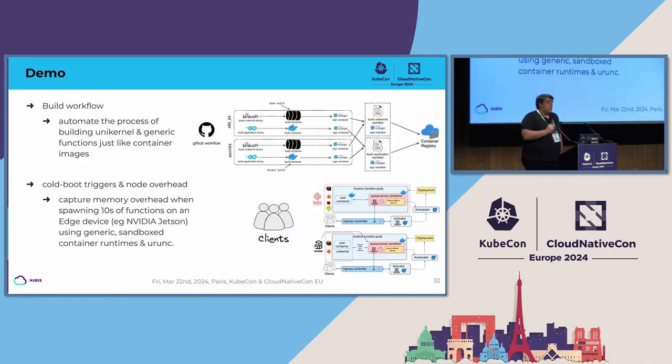Perfect, we have time. So I'm going to show you a demo where we have a build workflow, how we build the Unikernel, how we build the OCI image for the Unikernel, and how we push it to a registry. And then we're going to boot these Unikernels and show the memory consumption on an edge node, on an NVIDIA Jetson Orin, where when we spawn tens of functions on these devices, how the memory consumption changes.